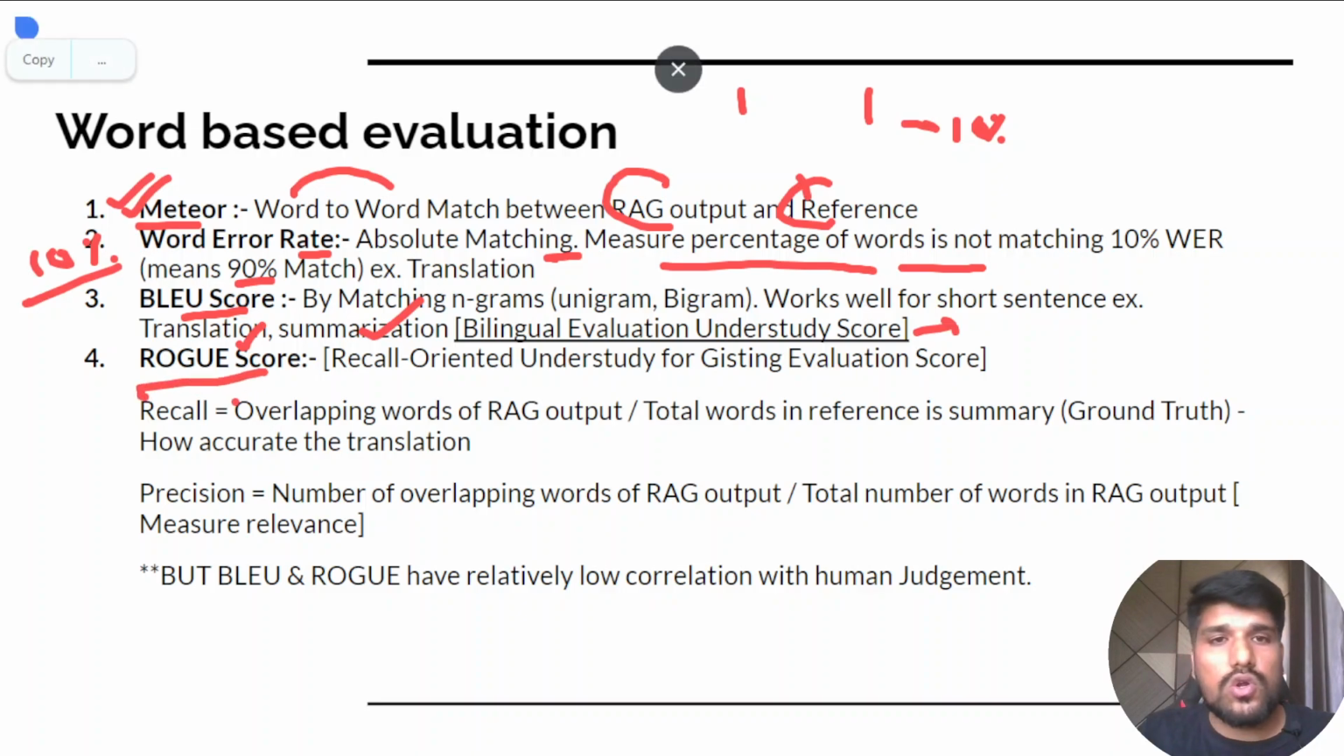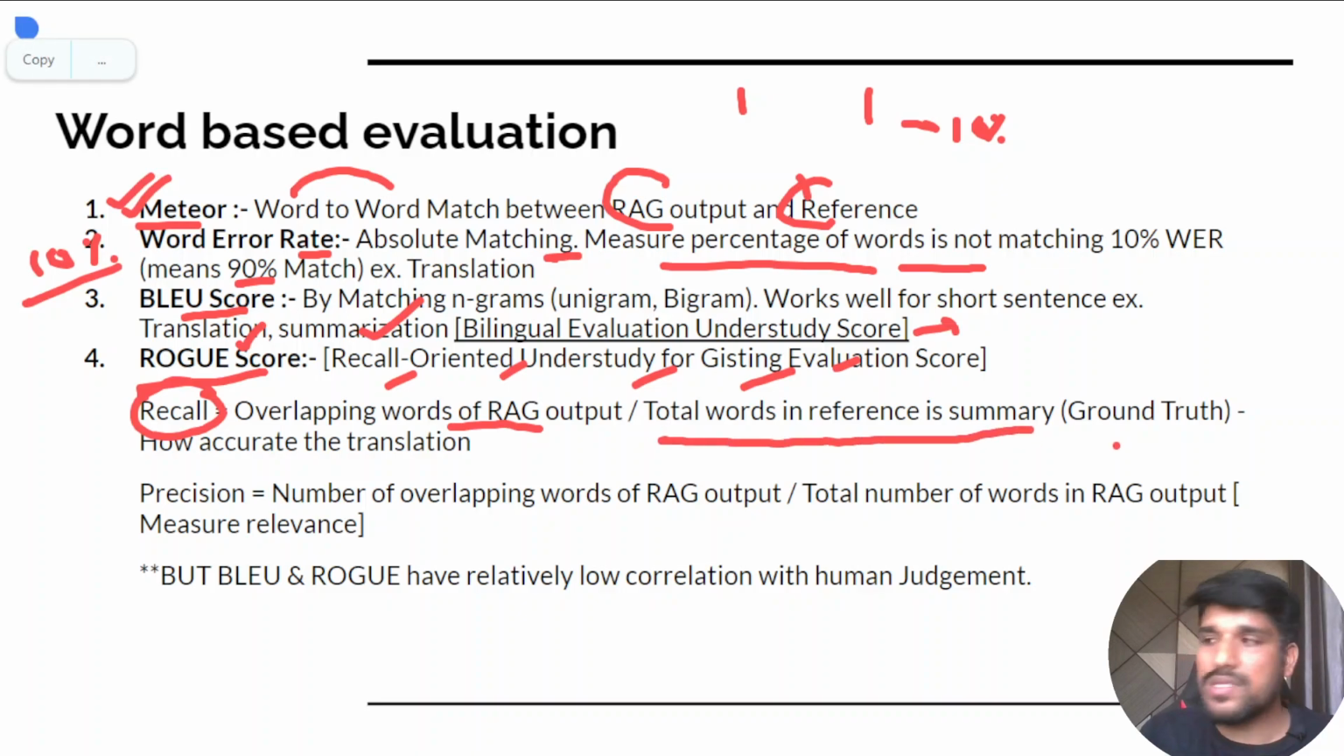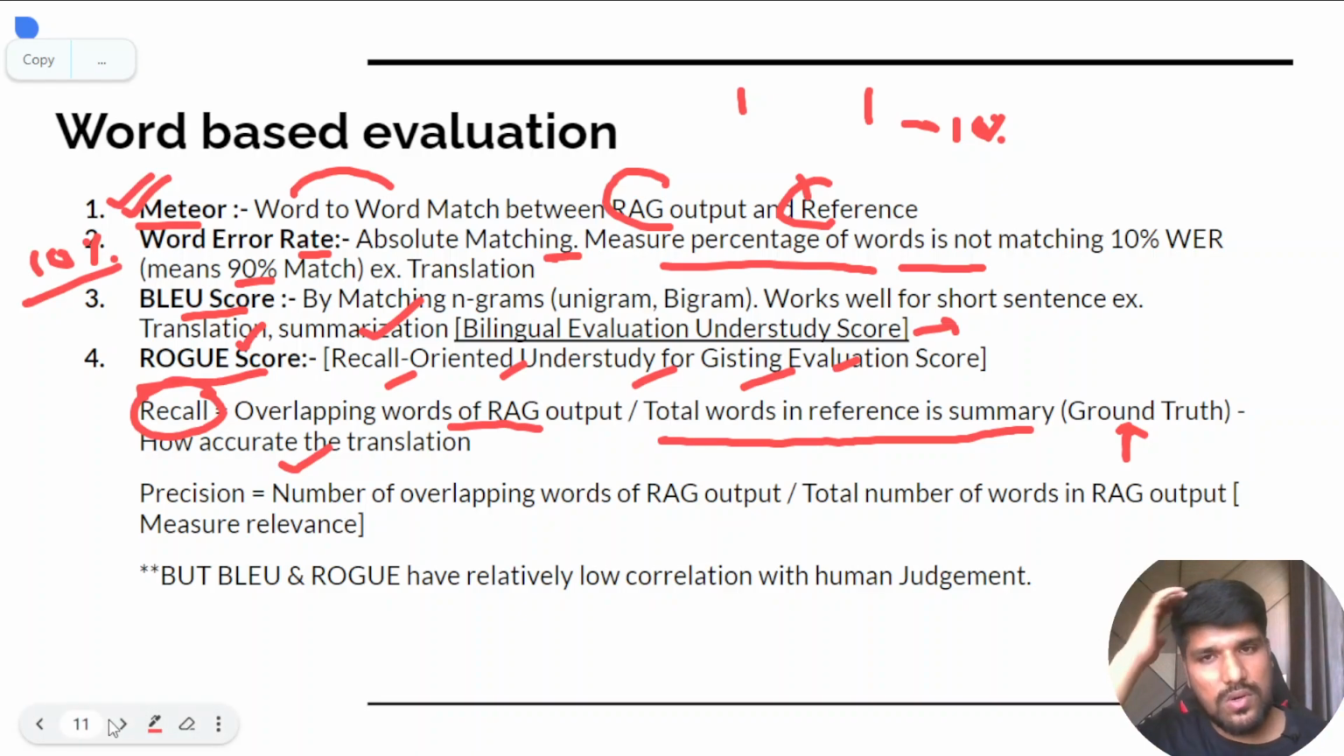The fourth is the ROUGE score. ROUGE is nothing but the recall-oriented understudy for gisting evaluation score. ROUGE is specifically based on recall. So what is recall, and precision? Recall is the overlapping words of the RAG output divided by the total words in the reference summary, that means the ground truth, which tells how accurate your translation is. For example, whatever output is generated by the RAG system is divided by the total number of words available in the ground truth. It will do the comparison, and it will give the recall.